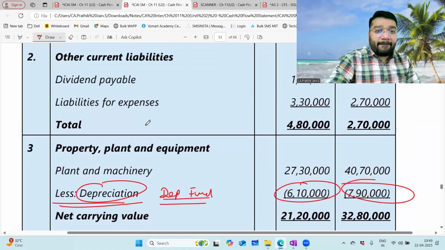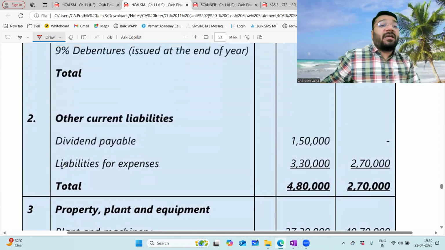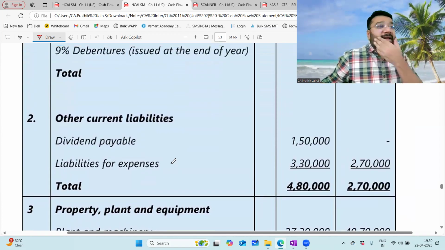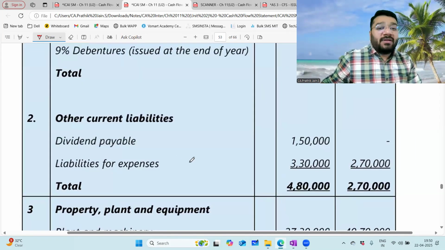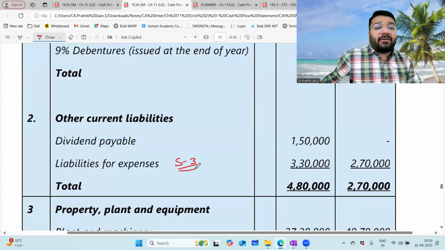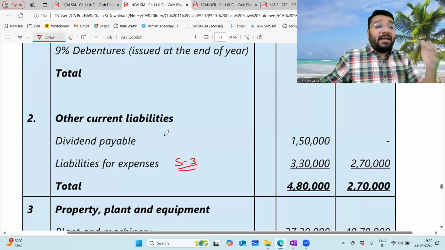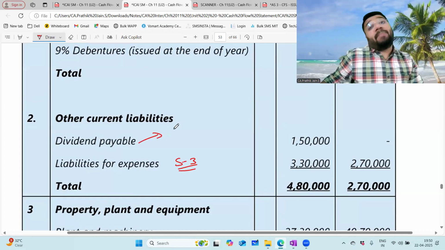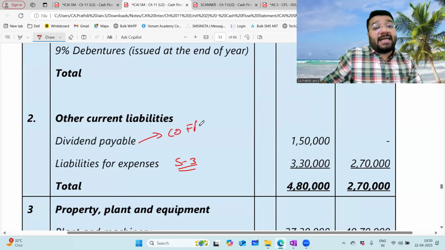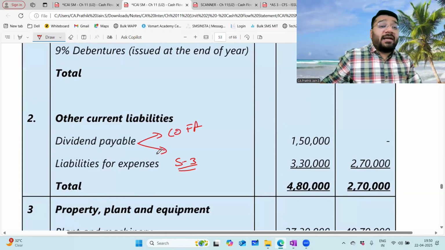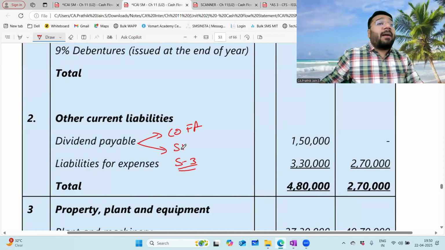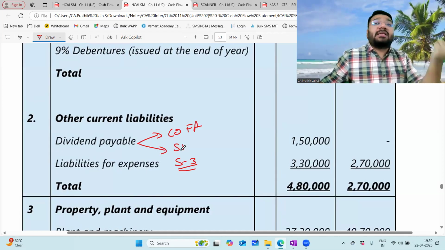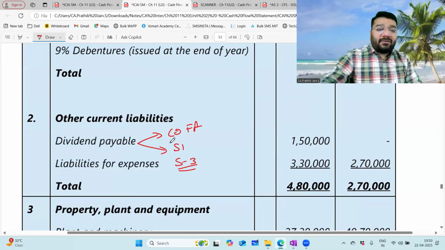Okay. Liability for expenses. What should I do with this? Segment 3 I have to impact. Dividend payable: the dividend paid will be cash outflow, finance activity. And dividend provision created currently will be affecting my segment 1. I'm not bothered about segment 1 in this question because it is already directly given.